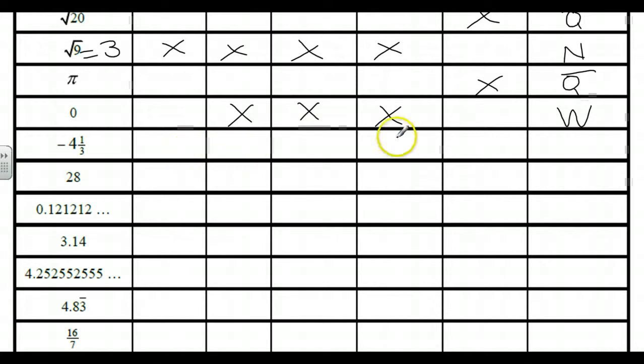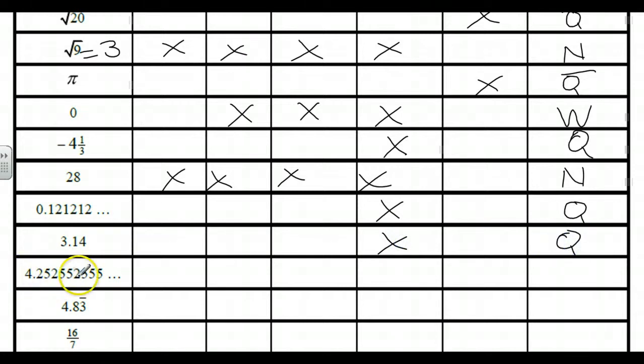-4 1/3. It's an integer. Well, no, it's not an integer, right? So it's rational. And that's the best way to describe it. 28: natural, whole, integer, rational, natural. 0.12 repeating decimal. A repeating decimal is a rational number. 3.14, this is not pi. This is 3.14, and it's a terminating decimal.